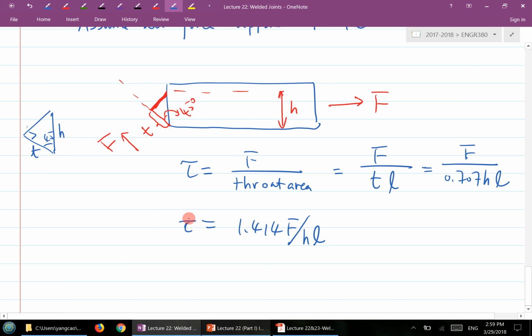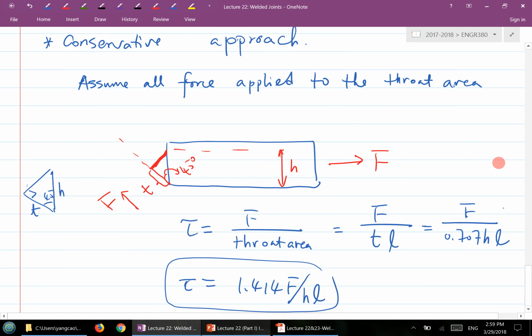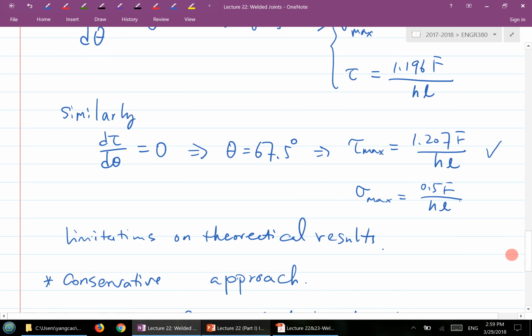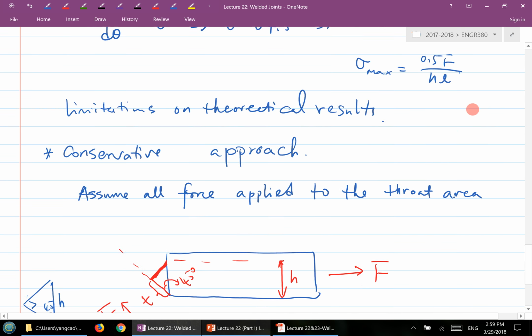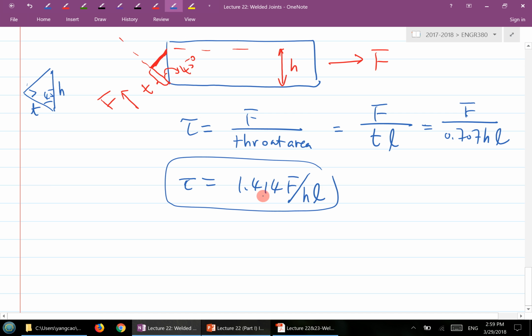Now, why is it conservative? First of all, let's compare this result with the maximum shear stress when we derived it analytically. Analytically you get 1.207, right? And the conservative model gives 1.414. So that is even bigger than the analytical result. That's conservative.